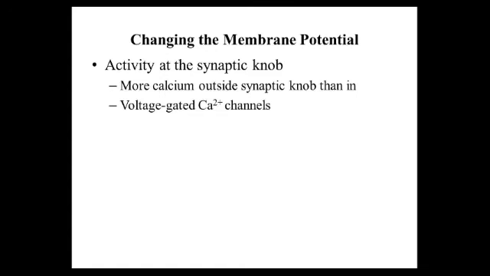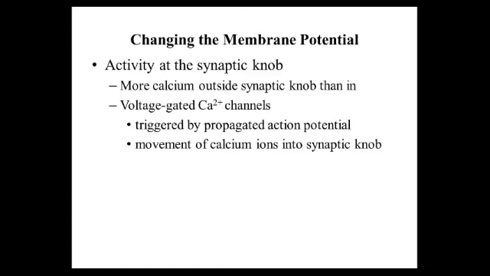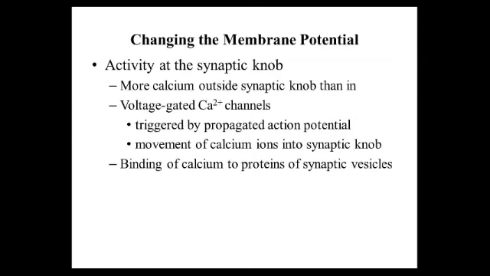So as that action potential comes down that axon, when it reaches the synaptic knob, it opens up voltage-gated calcium channels. Calcium rushes in. The calcium is going to attach to the vesicles. It's going to move the vesicle over to the edge of the plasma membrane. Exocytosis is going to occur, and we're going to release the neurotransmitter into the synaptic cleft, just like we did when we talked about muscles. Okay?